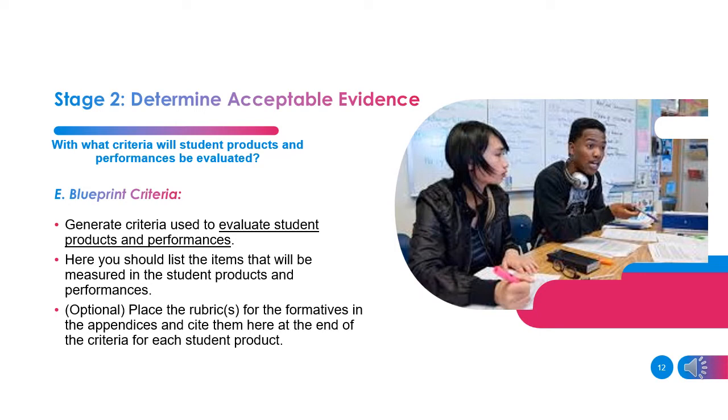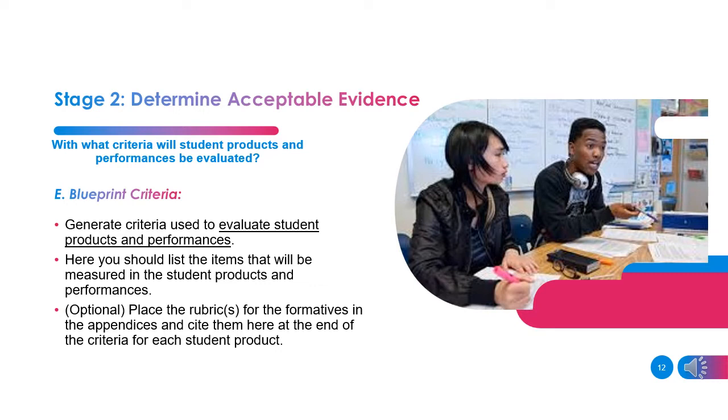This is Section E, Blueprint Criteria. You will answer the question, with what criteria will student products and performances be evaluated? Student products and performances are simply anything in the classroom that you have assessed or evaluated. There will always be criteria that you will use to assess a student, and that's what we want listed here. Not in rubric form, but in a list or narrative form.